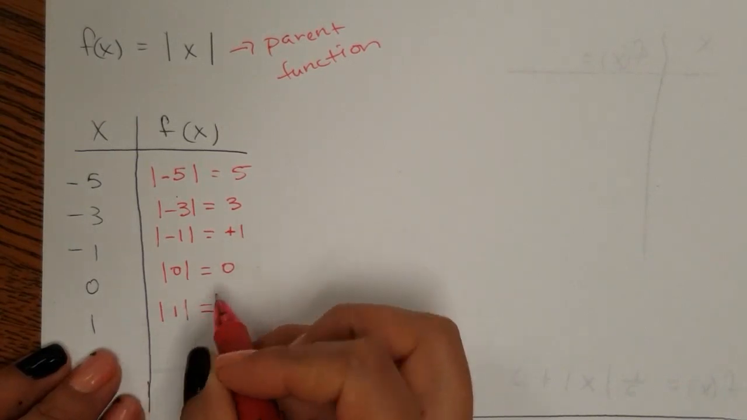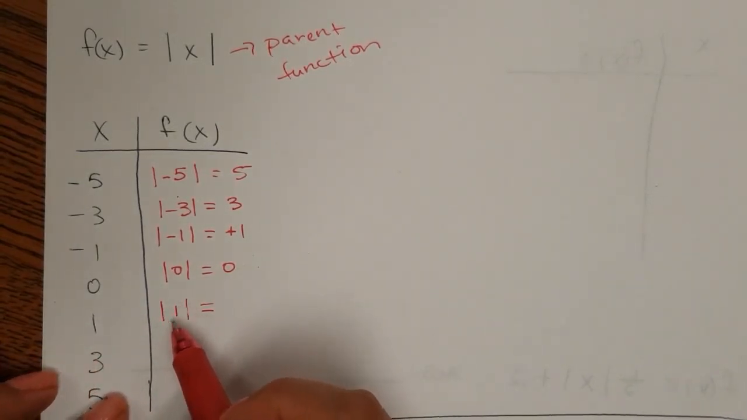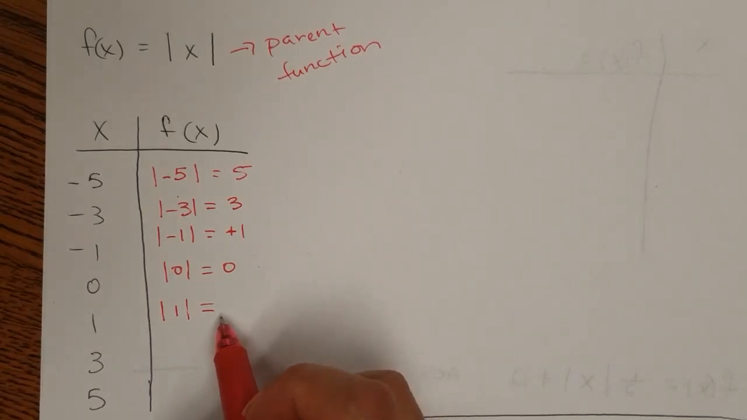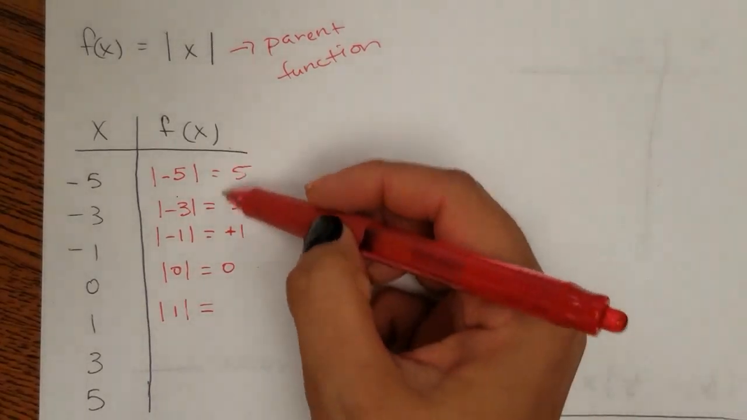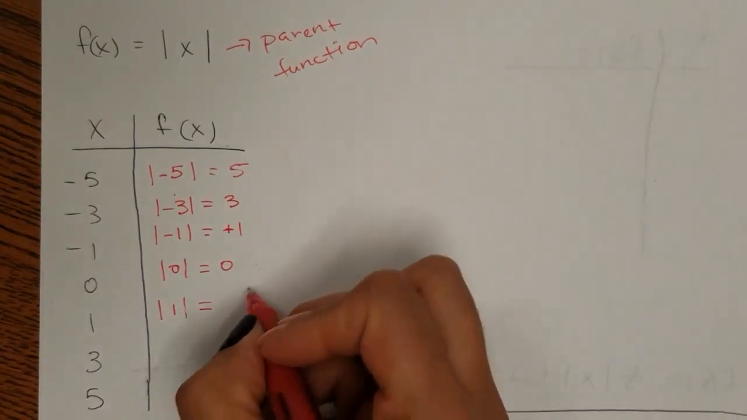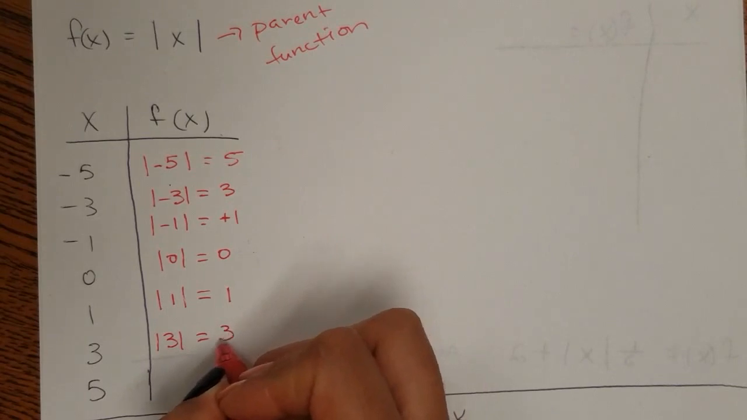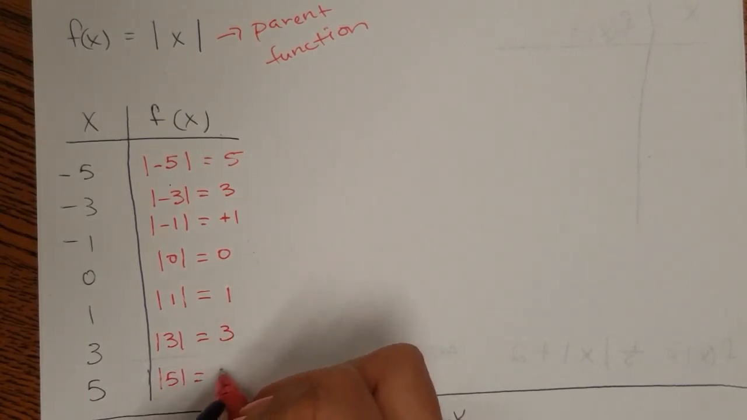Here's where a lot of you guys make a mistake. You'll take the absolute value of +1 and you'll tell me it's a negative, which is incorrect. We're not just switching the signs. Your answer just always needs to be a positive number, so that's still +1. Absolute value of 3 is 3. Absolute value of 5 is 5.